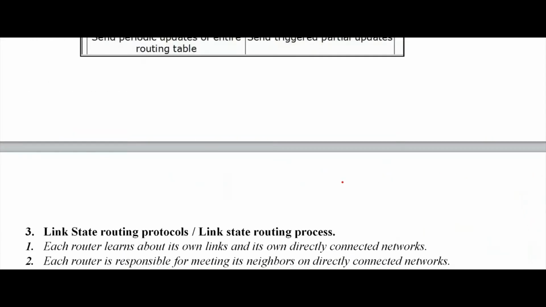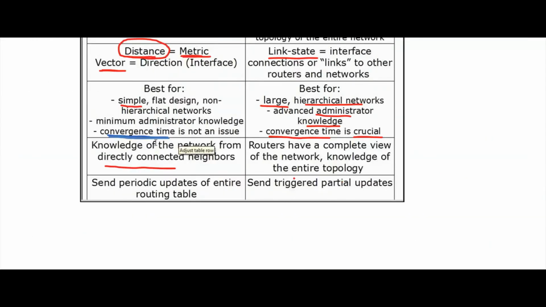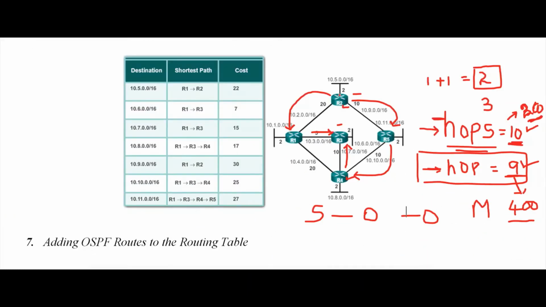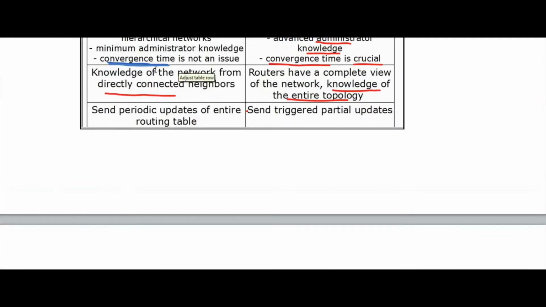But if you go for link state, they know about the entire topology. The knowledge of the entire topology will be available. That means R2 will know the information about R1, R3, R5, and R4. Complete information about everybody will be available with R2. Link state is a little bit complicated, but it will be more accurate.